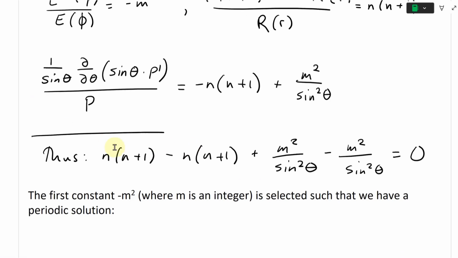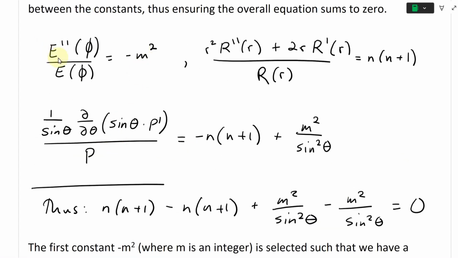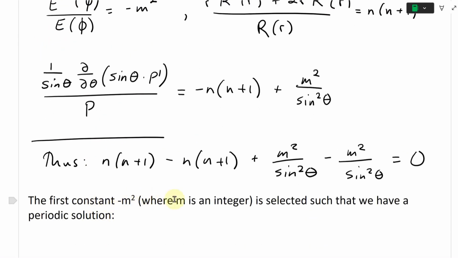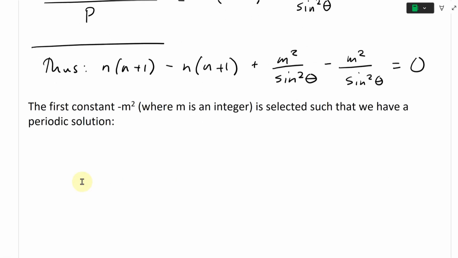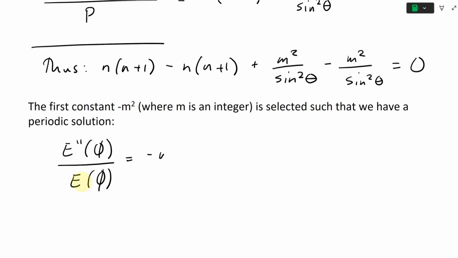All right, so now we have this, just to go over some notes here, and also solving all of this equation. So the first constant, negative m squared, where m is an integer, is selected such that we have a periodic solution. So this one right here. If we take this and write it down, we have the second derivative of phi over phi, and that equals negative m squared. What happens now is we'll multiply this over to this side, and then drag it over. We get an equation like this.